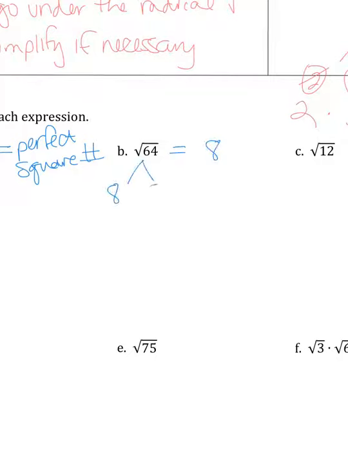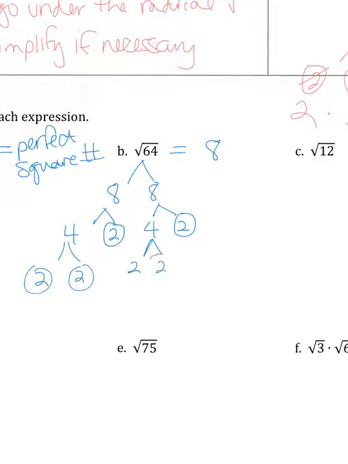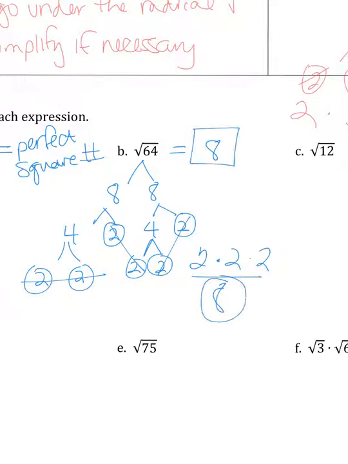I know this is 8 times 8. I know I can break 8 into 4 times 2 and 4 times 2. Notice how I circle my pairs. Then I know this is 2 times 2. There's another pair, prime number, and 2 times 2. So my pairs come out once. Another pair comes out once, and another pair comes out once. So 2 times 2 times 2 is 8, which we already know because 64 is a perfect square number.